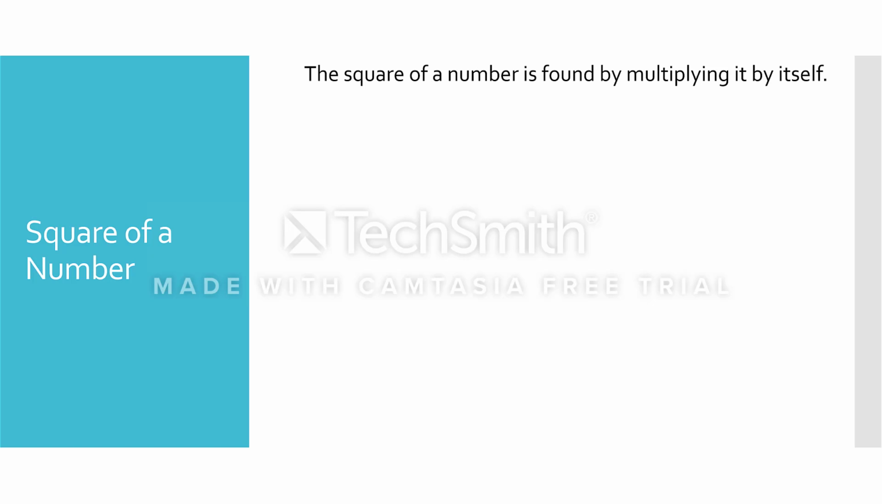So, the square of a number is found by multiplying it by itself. This will make more sense when I show you an example. 2 times itself can be noted as 2 superscript 2, which is also known as 2 to the power of 2 or 2 squared. We know that 2 times 2 equals 4. This can be shown as 2 in a column multiplied by 2 in a row, which gives us a square of 4.